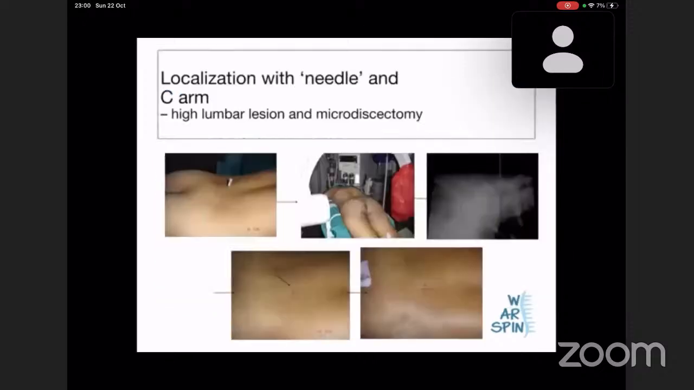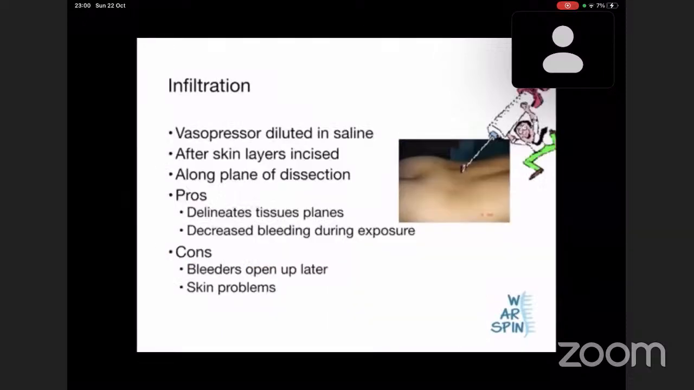Once you have positioned the patient, you mark the area which you want to decompress with the help of a needle. Confirm this under a C-arm. Some people prefer to infiltrate with the help of some vasopressor diluted in saline, and it can be done pre-surgery. Some people infiltrate post-surgery before closure in order to give a good analgesia. The advantages are it decreases the bleeding during exposure, and it also helps delineate the tissue planes. But some disadvantages are that if your surgery is prolonged, eventually the bleeders open up later, and in some cases it could cause some skin problems.